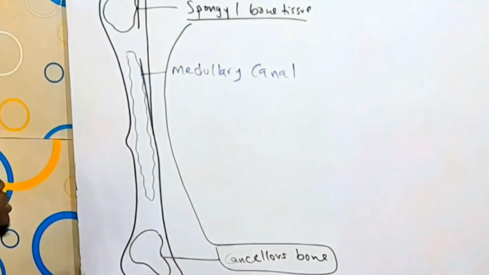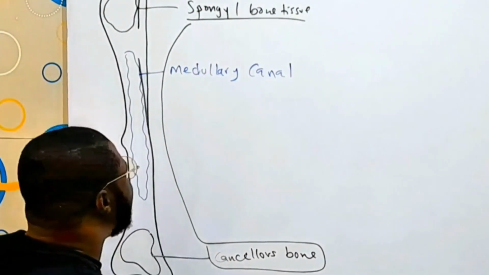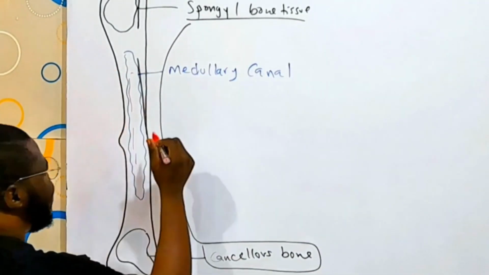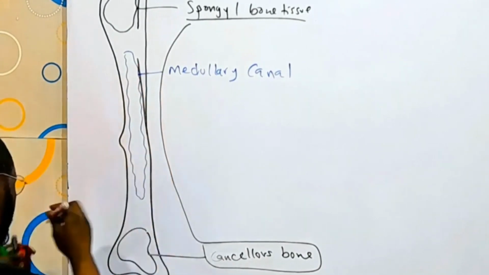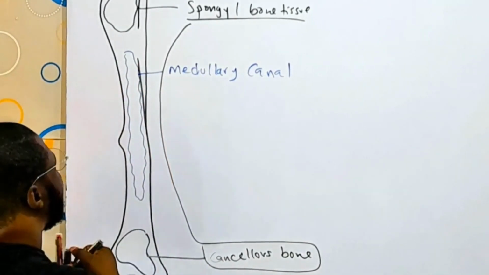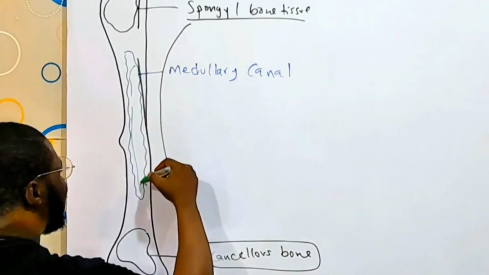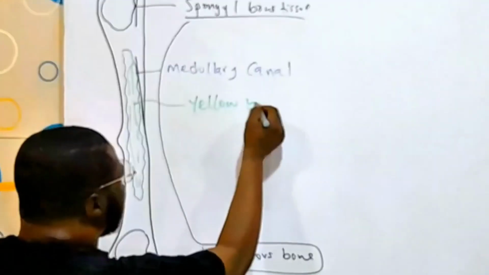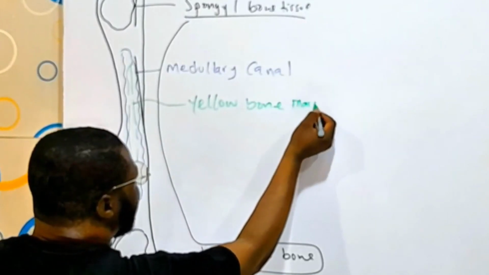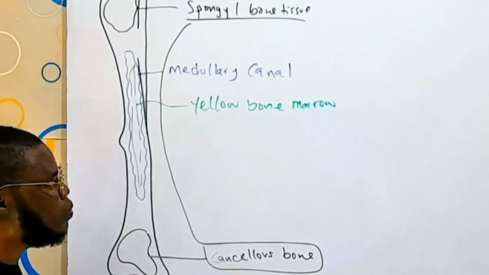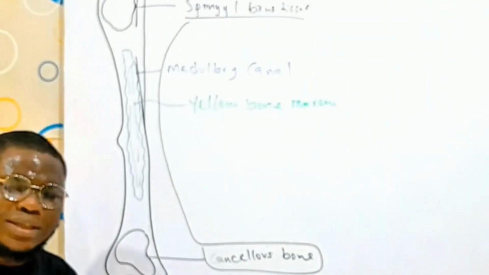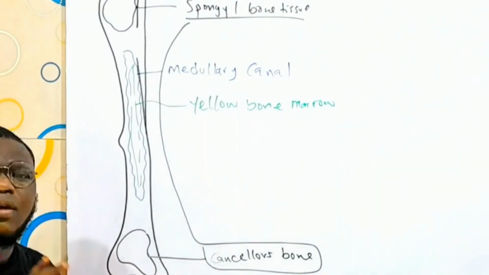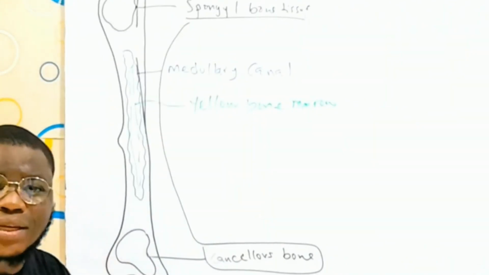Now inside this medullary canal, we have something called the yellow bone marrow. Yellow what? Yellow bone marrow. That is one type of bone marrow that we have in the human body. But what about the second? The second is called the red bone marrow.